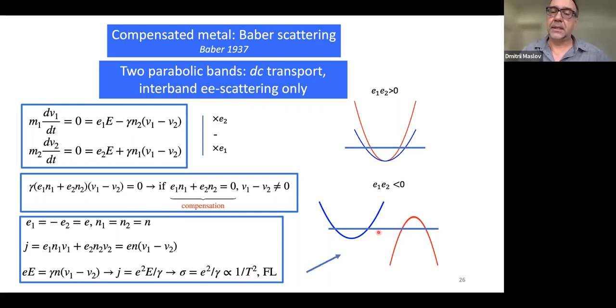So in this case, when the metal is compensated, we don't need any help from Umklapps. We don't need impurities, we don't need phonons. In this case, the resistivity scales as it's supposed to from our naive estimate.